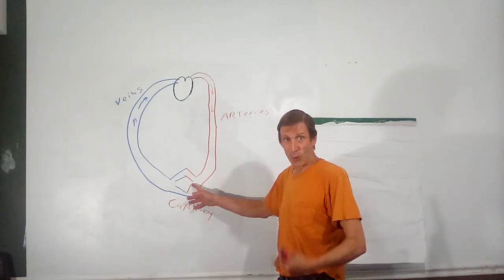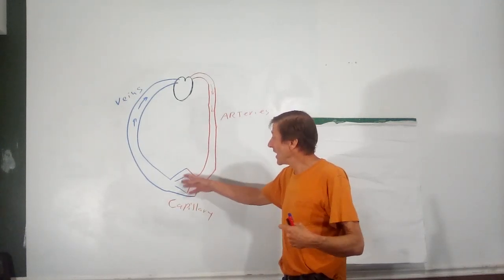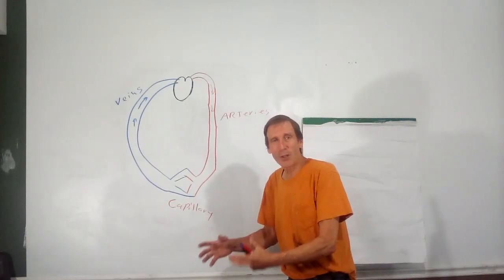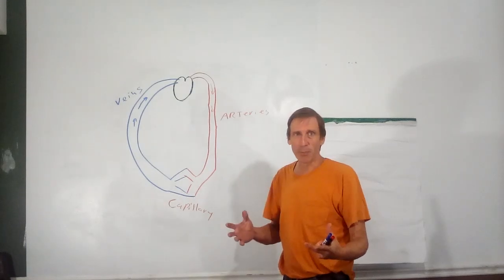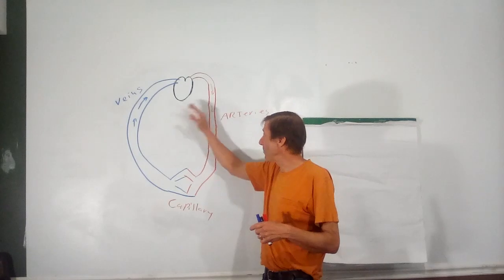This is where material can diffuse into or out of the blood. Oxygen, nutrients, that sort of thing. And the veins are kind of return tubes. They take the blood once it's already passed through the tissues, run it back to the heart to be repressurized and sent back out again. So we've already kind of done that bit.